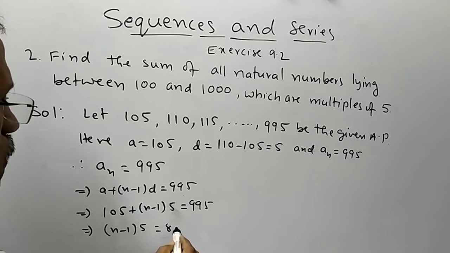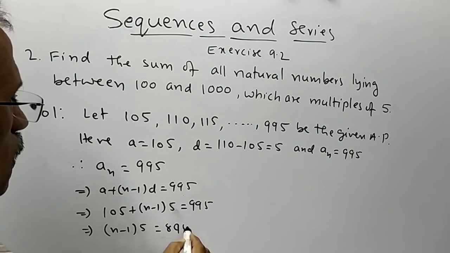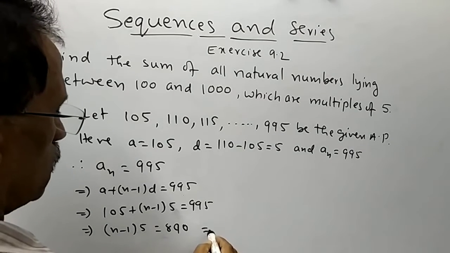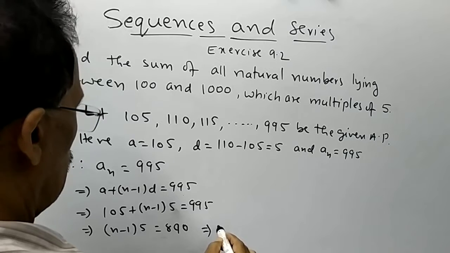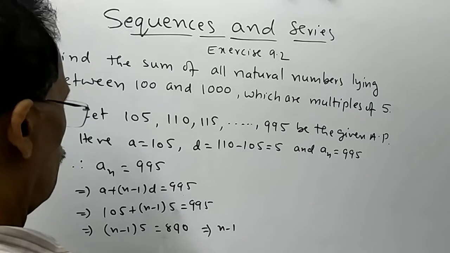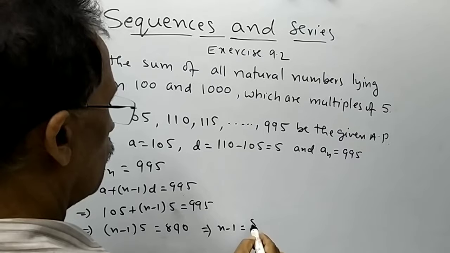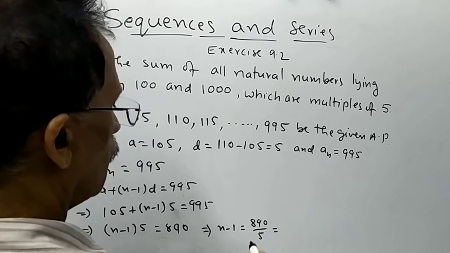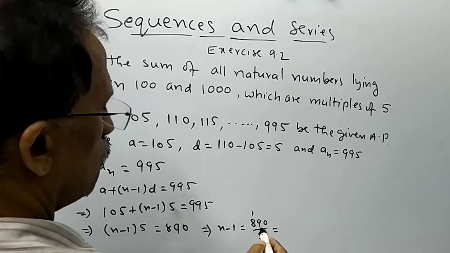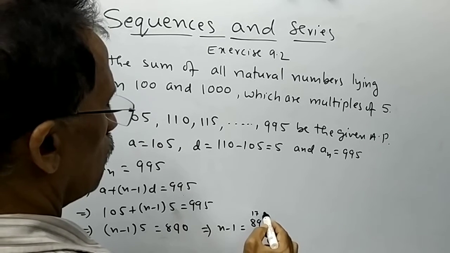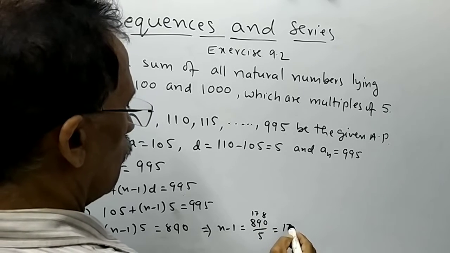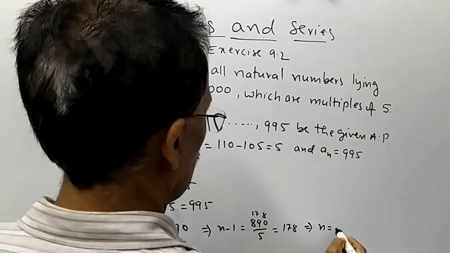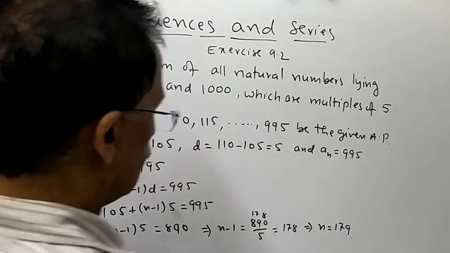that is 890, implies n minus 1 is equal to 890 divided by 5, 178, implies n is equal to 179.